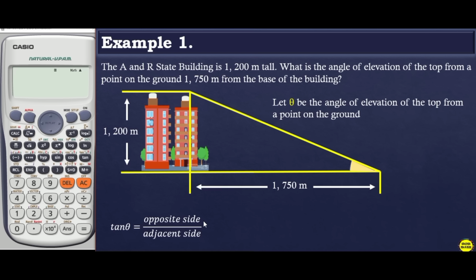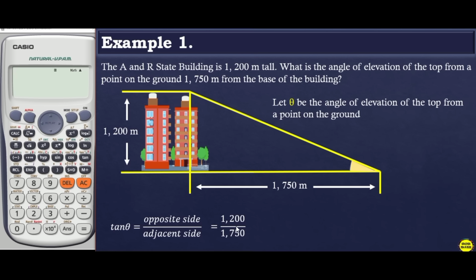So, ano ba yung ratio na opposite at adjacent? That is tangent. So, yun po ang gagamitin natin. Tangent theta is equal to opposite side over adjacent side. So, isubstitute lang po natin yung given natin. Your opposite side is 1,200. And then your adjacent side is 1,750.